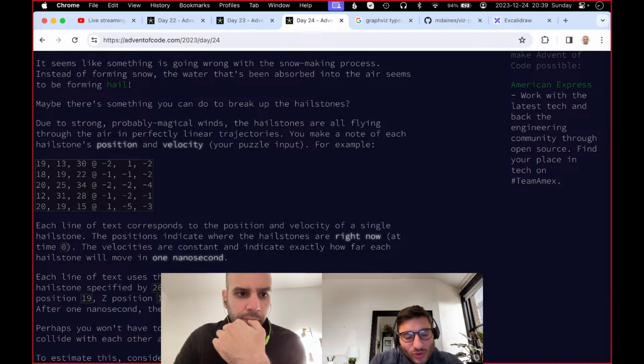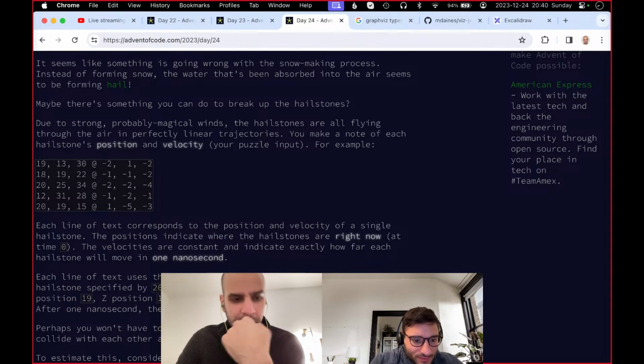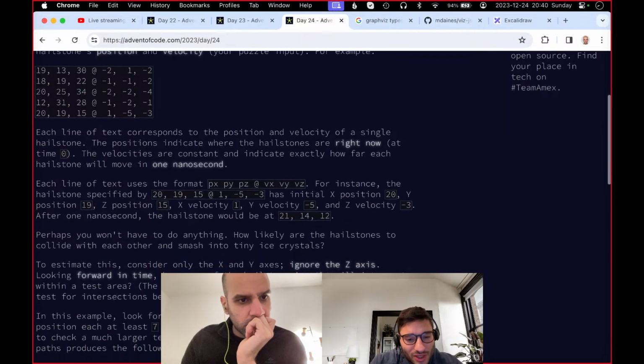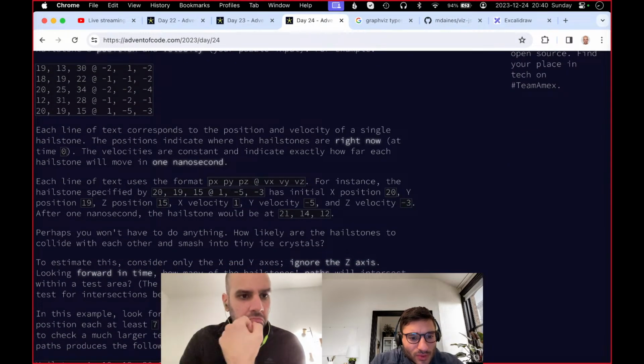Due to strong, probably magical winds, the hailstones are flying through the air in perfectly linear trajectories. You make a note of each hailstone's position and velocity, your puzzle input. For example, this. Each line of text corresponds to the position and velocity of a single hailstone. The position indicates where the hailstones are right now at time t0. The velocities are constant and indicate exactly how far each hailstone will move in 1 nanosecond. It says no acceleration, I guess.